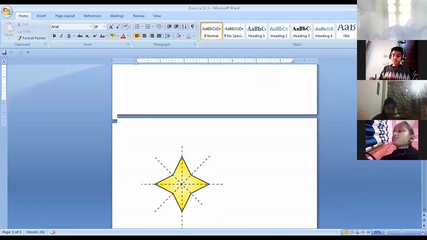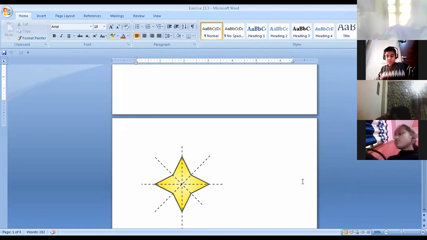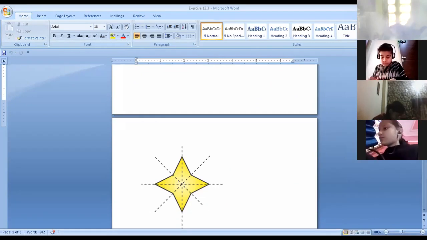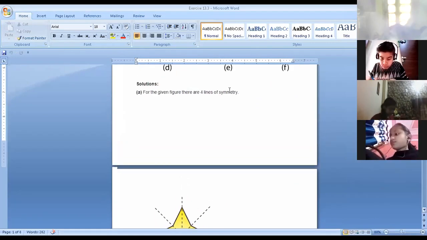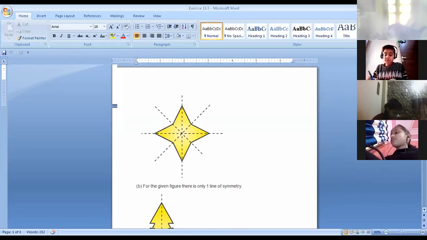As you can see in this diagram, there are 4 lines of symmetry. 1, 2, 3 and 4. Draw 4 lines of symmetry and write down in front of this, there are 4 lines of symmetry. Like this. Below the diagram you can write down, there are 4 lines of symmetry.